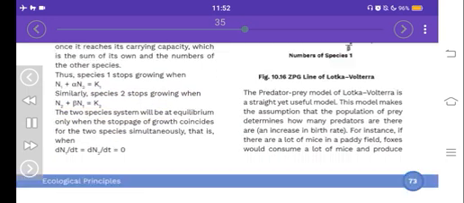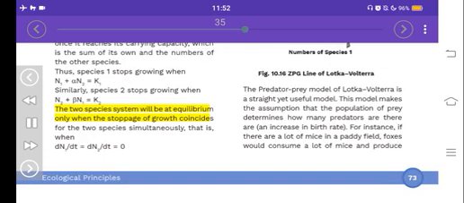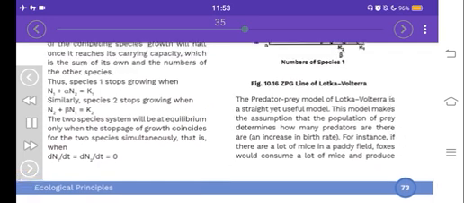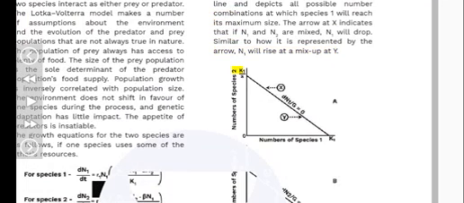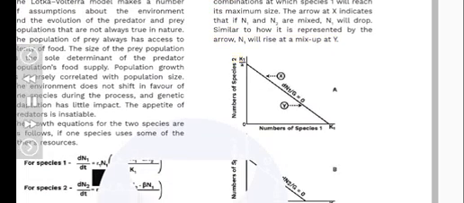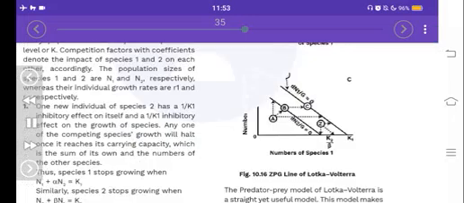The two-species system will be at equilibrium only when the stoppage of growth coincides for the two species simultaneously, that is, when dn1/dt equals dn2/dt equals 0. The line where n1 plus an2 equals k1 is a straight line and depicts all possible number combinations at which species 1 will reach its maximum size. The arrow at x indicates that if n1 and n2 are mixed, n1 will drop. Similarly, as represented by the arrow, n1 will rise at a mix-up at y.